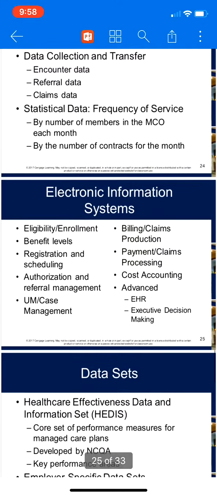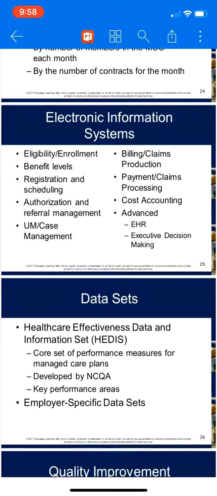All right, and then moving on to our electronic information systems. We're going to cover several here. So we're going to talk about eligibility and enrollment first. Enrollment is the process of placing a person into the database of covered individuals of the MCO. Eligibility refers to whether the person is allowed to receive care under the MCO contract and the dates of coverage. The enrollment database is similar to the Master Patient Index found in healthcare facilities and includes dates of enrollment and disenrollment, demographic information, and the party responsible for paying the premium.